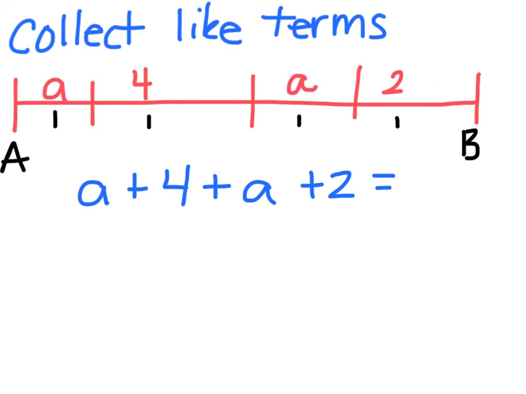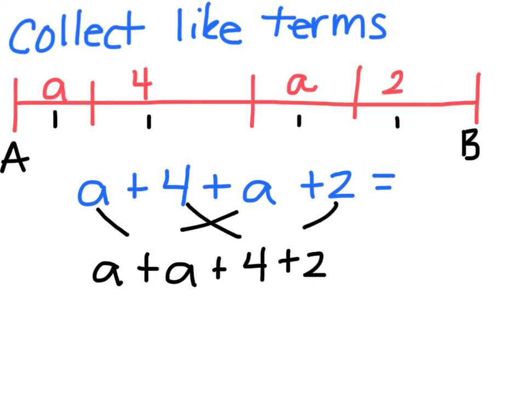So the first thing we need to do is collect our like terms and put them together. We can do that because of the commutative property of addition. Remember, it doesn't matter in what order we add the numbers because addition is addition. We can add A plus 4 or 4 plus A, and we're going to get the same answer. So we're going to collect our A's and put them together, A plus A. Now we're going to collect our numbers, 4 plus 2. That makes it a lot easier to see what you need to do with your terms.